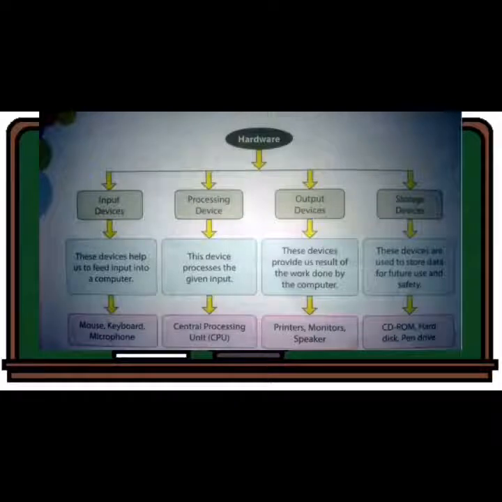At last one is storage devices. After getting the result, we should store it in some place. Only then we can use it for future. And this is the use of storage devices.